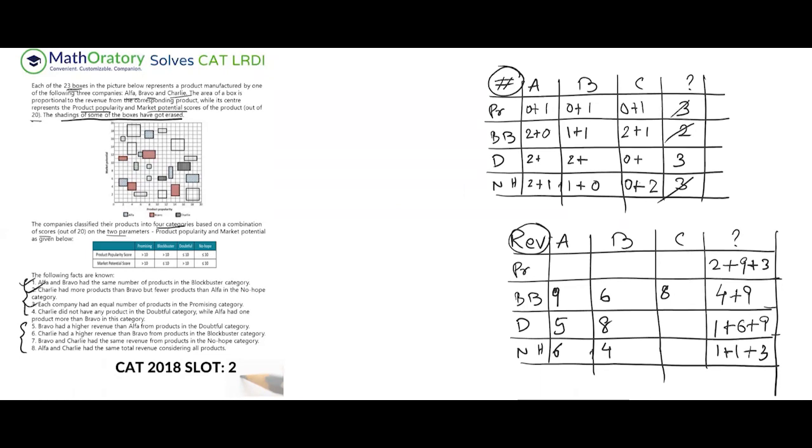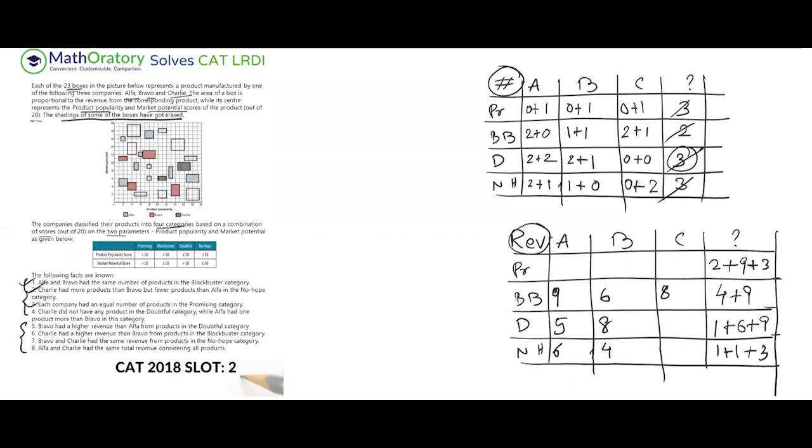Point number 4, Charlie did not have any product in the doubtful category. So in the doubtful category, this transmission is also 0. While Alpha had 1 product more than Bravo. So there are 3 to be transmitted. Alpha has to get more than Bravo. So this has to get 1 more. So this has to get 2 and this has to get 1 because initially that is equal, right? 2 and 2 products. So this is the transmission. So this is also done. So the product transfers are very easy to handle, right?